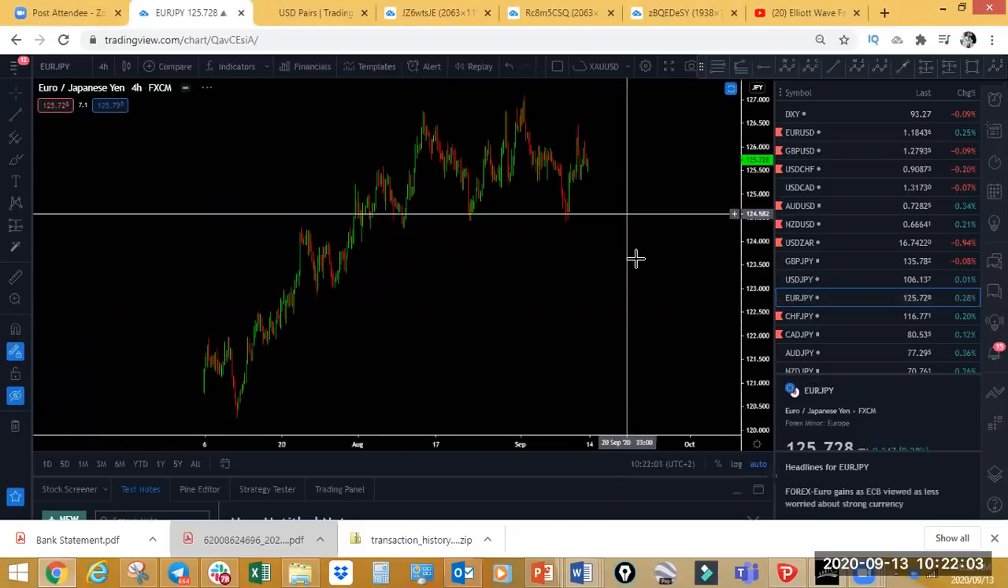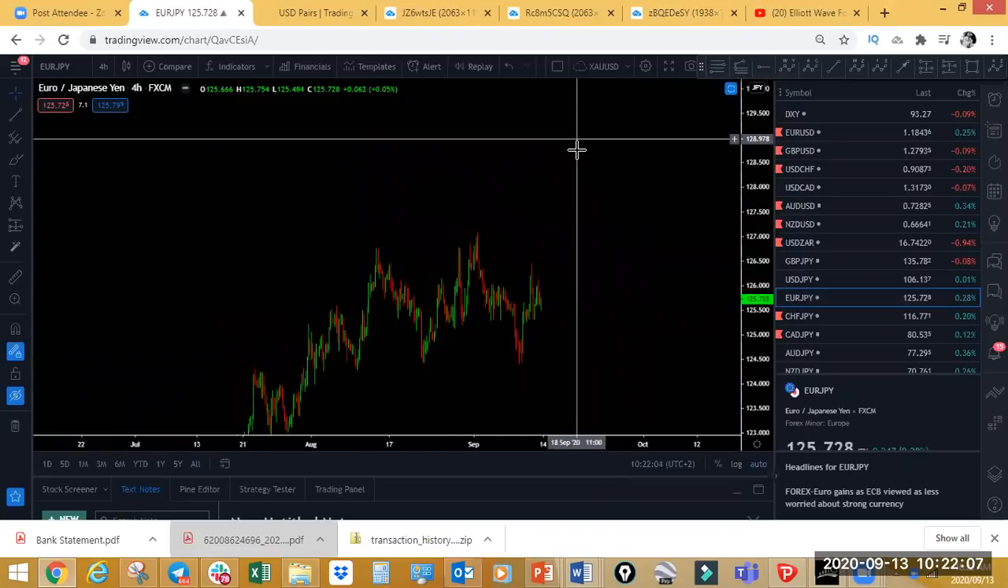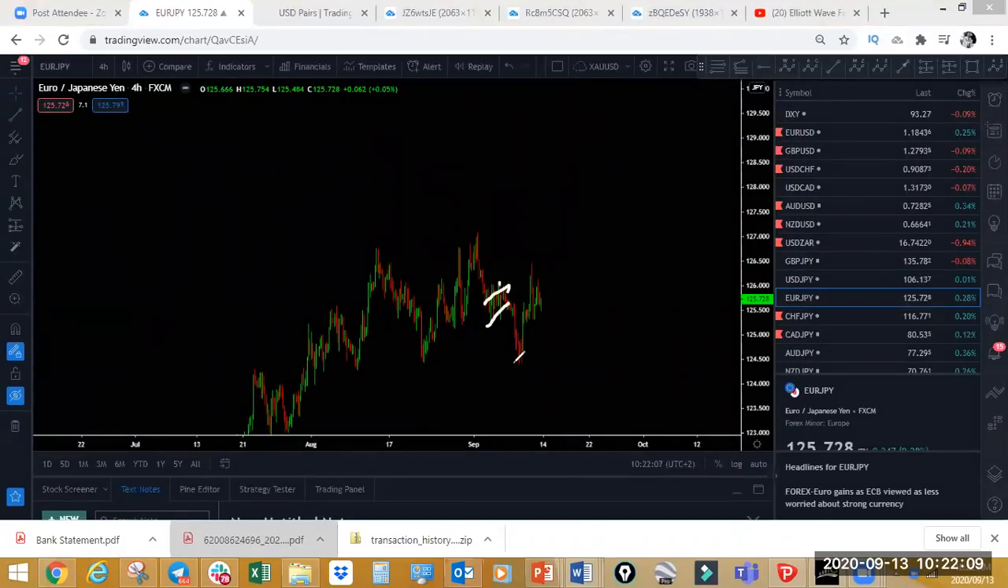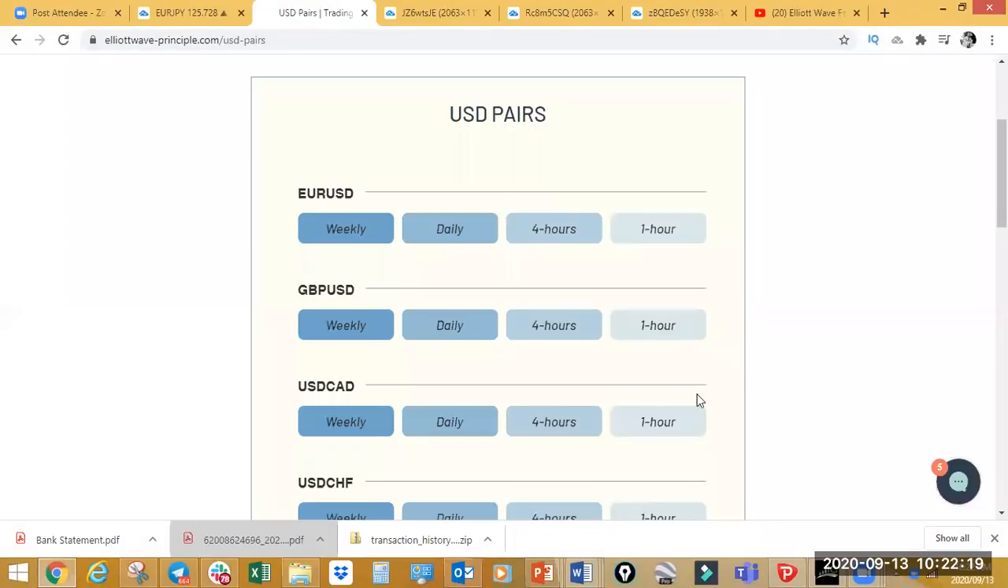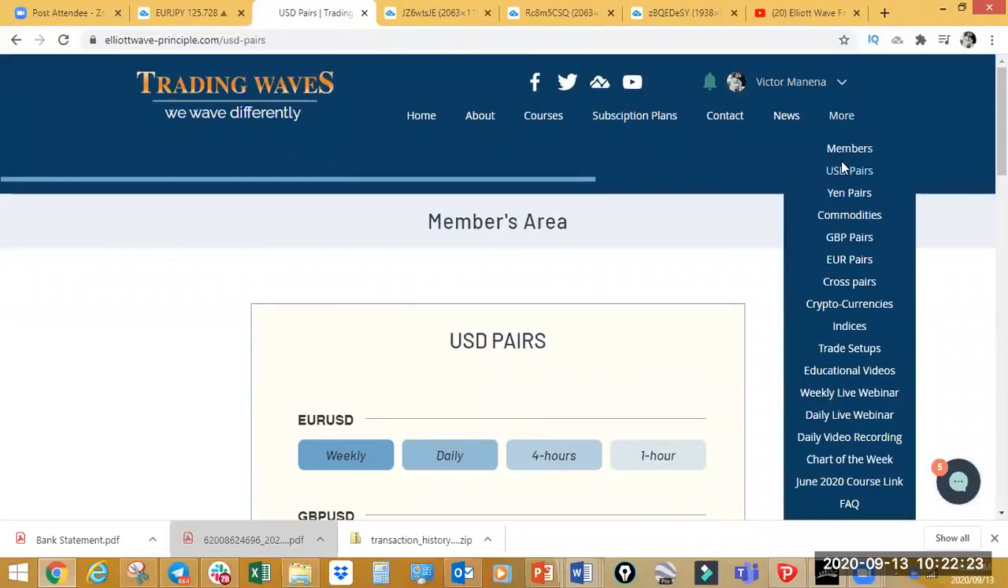Euro US dollar. Now let's have a look here. So this is Euro US dollar, and we forecasted and spoke about this about 2 weeks ago, that Euro US dollar will come down here and make a move to the upside, similar to CHF yen, and that has happened exactly as forecasted. But the question is, is that move going to continue? Let's have a look at the yen pairs here on the site.